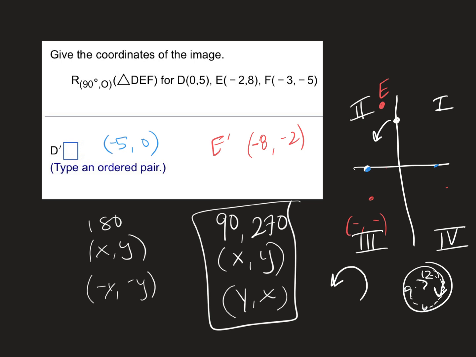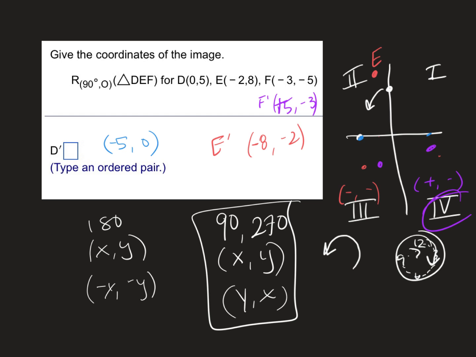All right, and then our last one is F. So F prime is going to be flip-flopped. So F is starting out at -3, -5, which is here. A rotation, 90 degrees, is going to end me in quadrant 4. Quadrant 4 is positive, negative. So that means this is going to be a positive 5 and a negative 3. So in general, on these rotations, let's see.